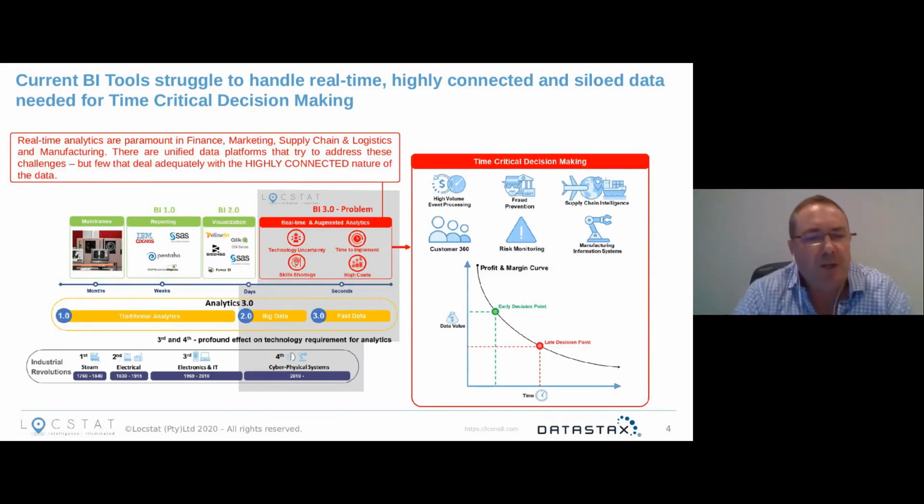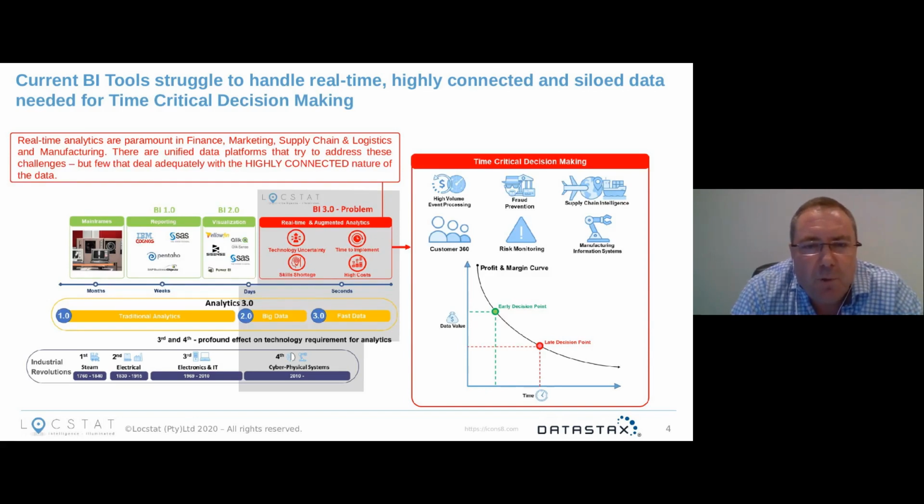Just to give you better context in terms of where Lockstat is placed as a solution, I'd like you to look at the bottom of the slide and view it from a perspective that the Industrial Revolution, especially the fourth Industrial Revolution with cyber physical systems, has created increased pressure on analytical systems to provide insights to organizations, simply because there's been a shift in the type of analytics that are required. This shift is exacerbated by the advent of big data, and of course, what we're seeing a lot more these days is fast data, where you need to create solutions that give insights in seconds rather than in days or so.